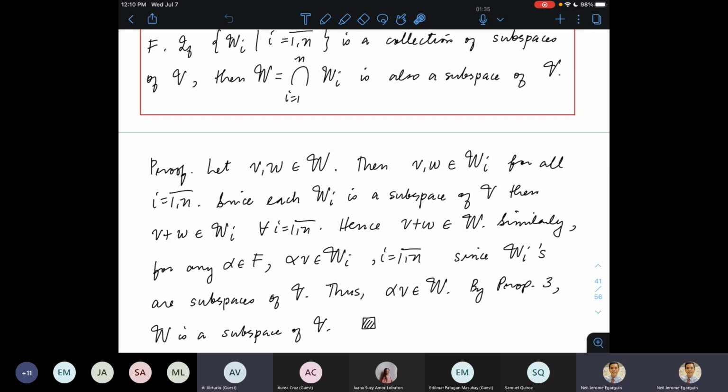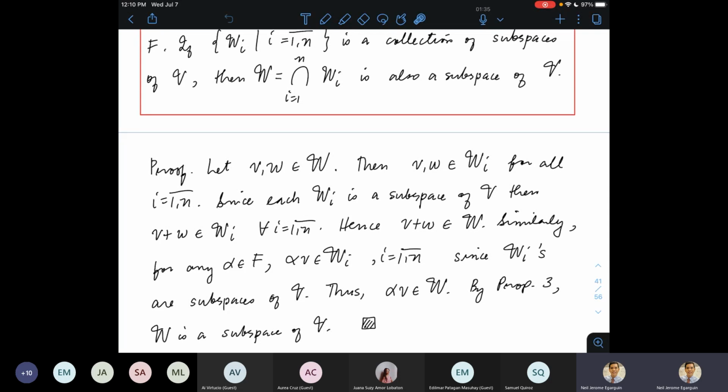Yes, that's right. Si v and w ay nasa curly W. But curly W is the intersection of the curly W sub i's. So for an element to be in the intersection of some sets, it must belong to all of those sets, right? So that's why I said here that v and w will be in all of the curly W sub i's, kasi nasa intersection siya ng lahat ng mga W sub i's. So ibig sabihin, dapat nandun siya sa bawat isang W sub i.